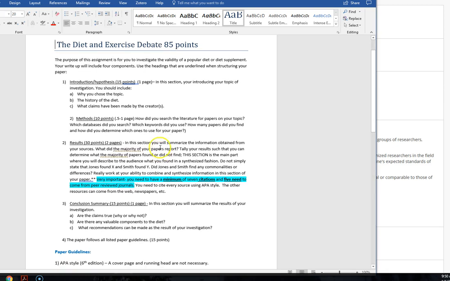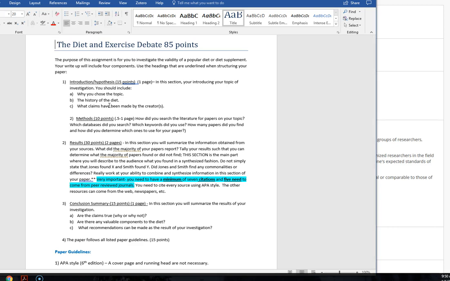Okay, so starting off, you're going to give us an introduction. This is the only place in the paper where you can use the word I, because I'm asking you why you have selected this topic. So you're allowed to tell me why you have selected this topic. This is also the only place in the paper where you can use non-peer-reviewed sources. If you want to use their website or a blog or anything like that that tells us about the history of the diet, the claims, because in this section we're not actually deciding if the claims are true, we're just saying what are the claims made by the creators.